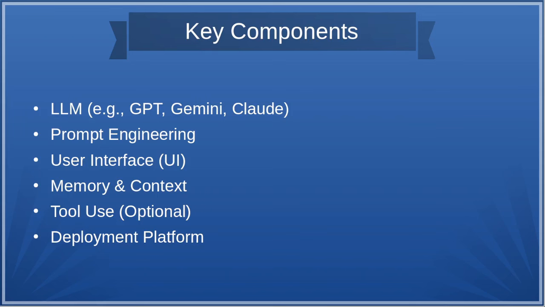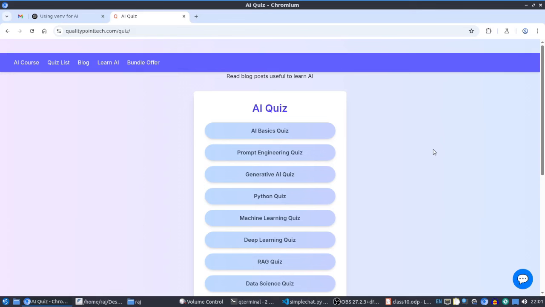Okay, and the deployment platform. Once you are ready with all the things, for accessing it from anywhere in the world, we need to put it in a centralized place, right? Cloud-based. For that we can use free deployment platforms like Hugging Face Spaces or any kind of paid cloud services. Okay, let me show one simple example of a chatbot.